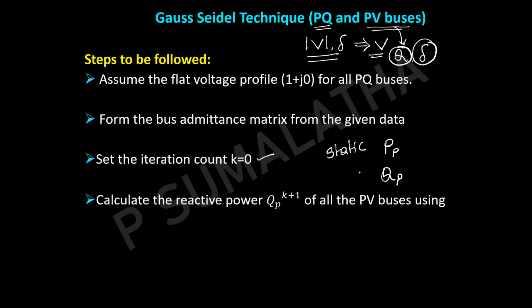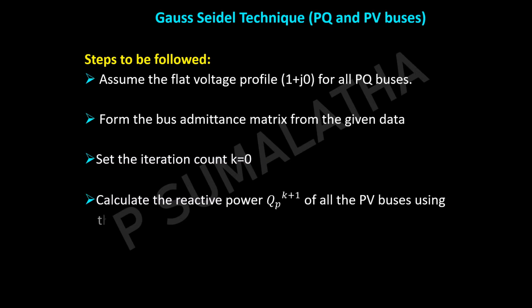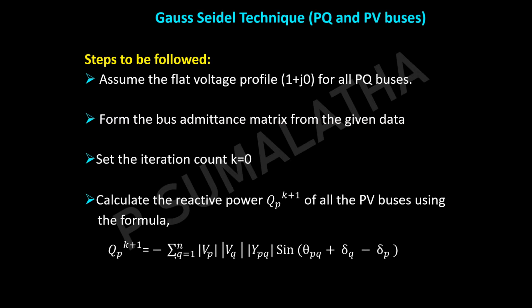So in this problem we are going to use this reactive power Q_p at the (k+1)th iteration. Now let us see the formula of Q_p^(k+1) = -Σ (q=1 to n) |V_p||V_q||Y_pq| sin(θ_pq + δ_q - δ_p). So this θ_pq is the angle of Y_pq. Whatever Y_pq you are taking here, you will write in general the Y_pq value as |Y_pq| at an angle of θ_pq.